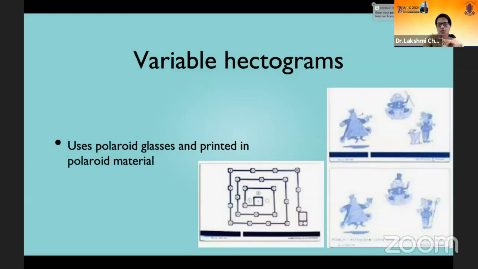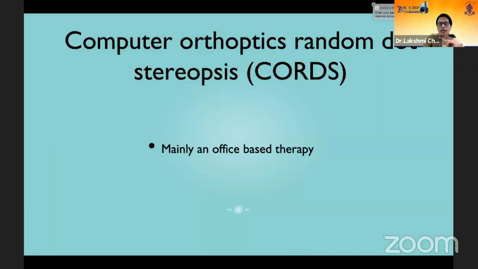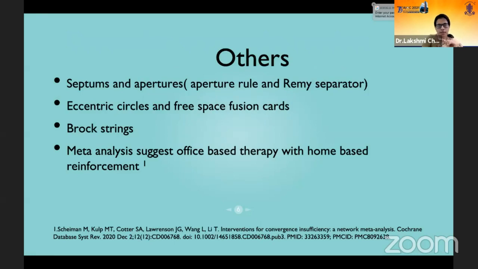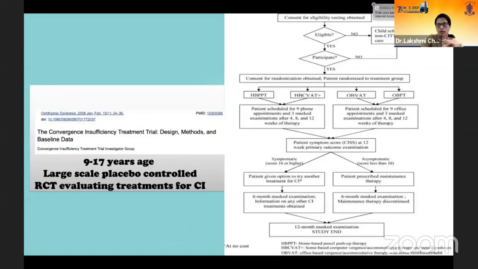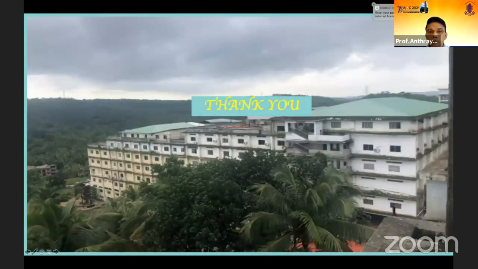Variable vectograms are there, which use Polaroid glasses and printed Polaroid matter. And we have computer orthoptics and random dot stereopsis, which is mainly an office-based therapy. There are other programs which do give home-based computer support as well. We can use the age-old septums and apertures. They are actually good instruments for office therapy. Brock strings can be given for home-based therapy as well. And we have a meta-analysis which suggests that office-based therapy with home-based reinforcement is actually efficient in treating these non-strabismic binocular vision abnormalities. And we have randomized controlled trials which have evaluated these two and give us these data. So thank you very much.